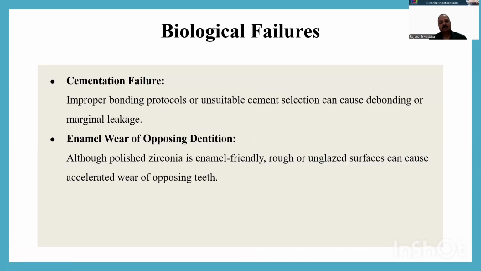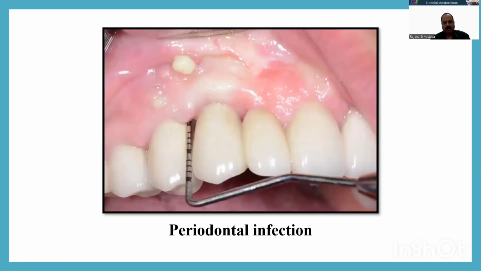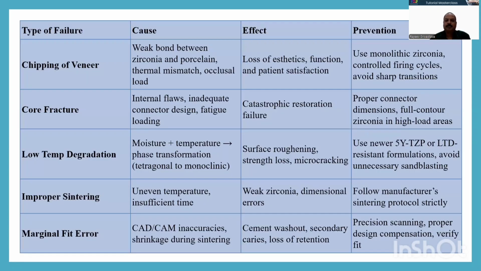Biological failure is again a cementation failure. The best cement to use for a zirconia bridge is glass ionomer cement. You can also use resin modified or even a resin bonded cement, especially in cases where the crown length is a little less. Periodontal abscess is seen in cases where you give a subgingival finish line and have not followed the biological width principle properly. So there will be inflammation and formation of a pocket.